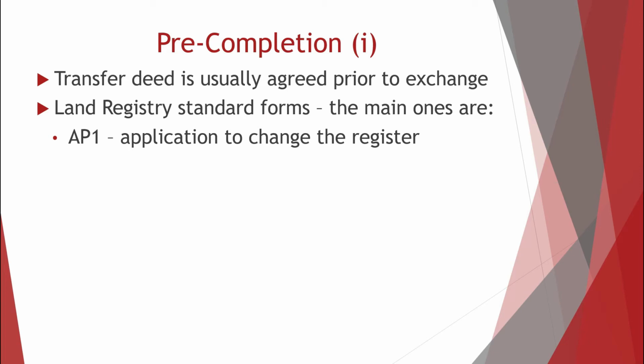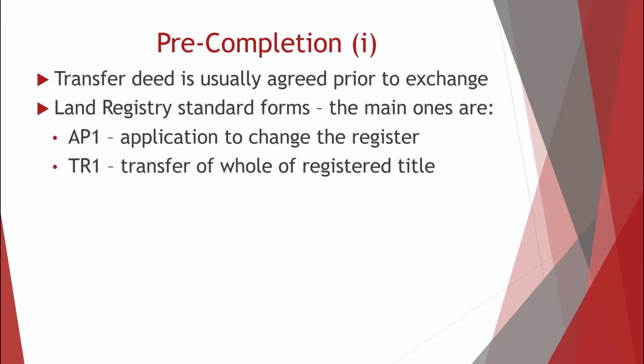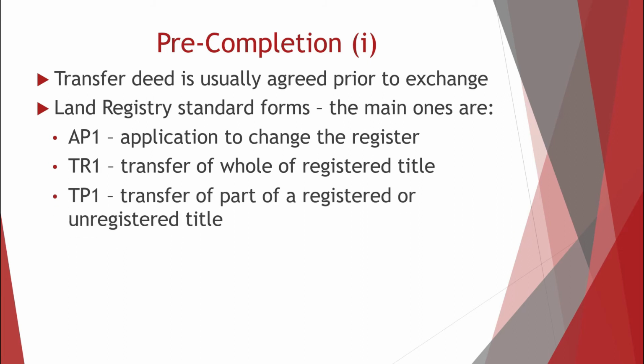AP1 is always used for dispositions of registered land, such as a sale of registered whole, a sale of part out of registered title, a lease granted out of registered title, the assignment of a registered leasehold title, etc. In all cases, the transfer deed will be in one of the forms set out in the Land Registration Rules 2003, and in most cases will either be in Form TR1 if the sale is a transfer of a whole title, or TP1 if the sale is a transfer of part of a title.